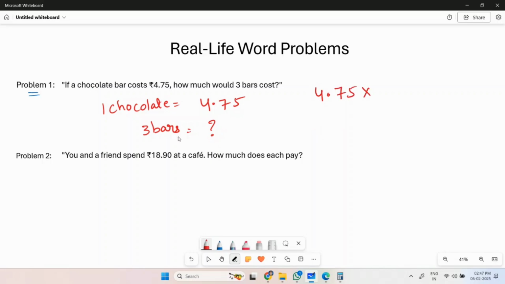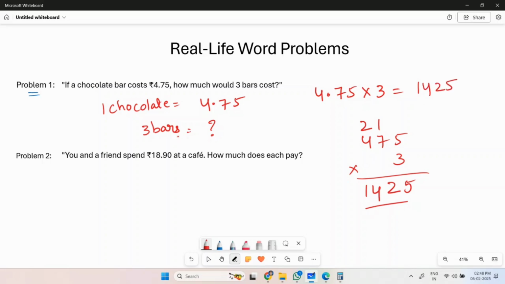While doing the decimal number by whole number multiplication, we ignore the decimal point, that we know. So let's ignore the decimal point and write down the number 475 multiplied by 3. After multiplying 475 times 3, our answer is 1425.